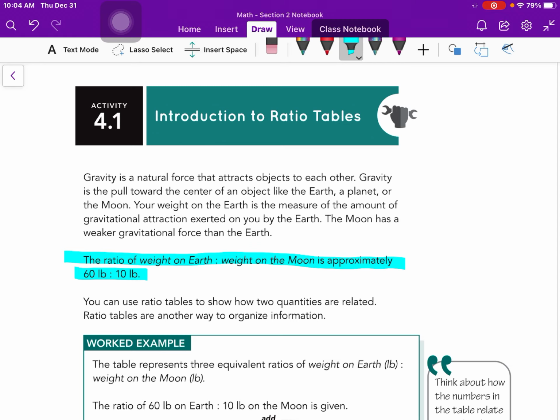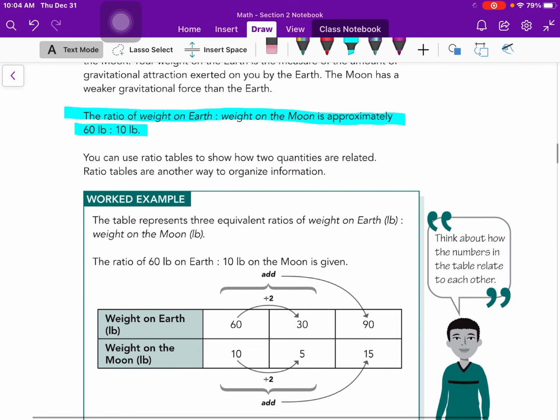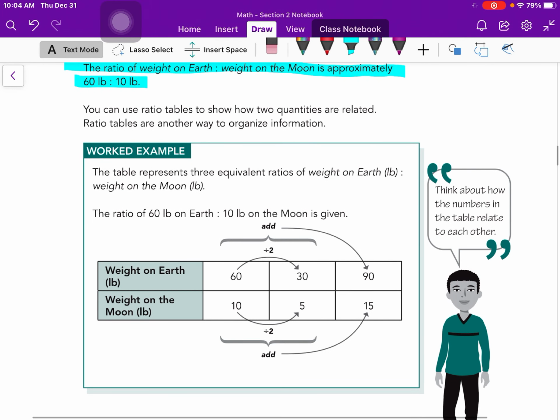So what that means, if you weigh 60 pounds on Earth, then you buzz up to the moon really quickly and weigh yourself, you'd really only weigh 10 pounds. So a little weaker gravitational pull. We can use ratio tables to show how to organize quantities. Two quantities are related. Tables are a way to organize information.